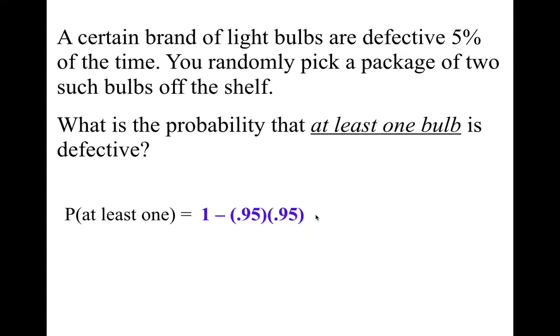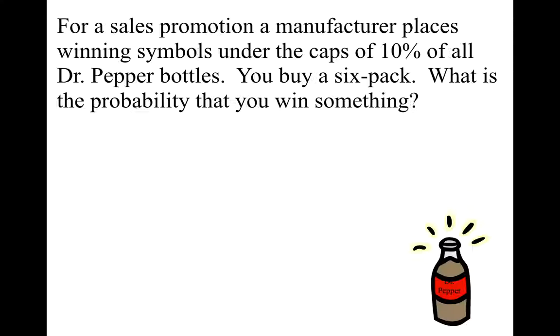I hope you're sticking with me here, guys. So here's your probability. 1 minus those 2 numbers multiplied together is 0.0975. Think about that. You pick a package of 2 bulbs. What's the probability that at least one is defective? Almost 10%. Well, this is not that good, is it? So that's one of the examples for at least one. Let me show you one more and then we're done.